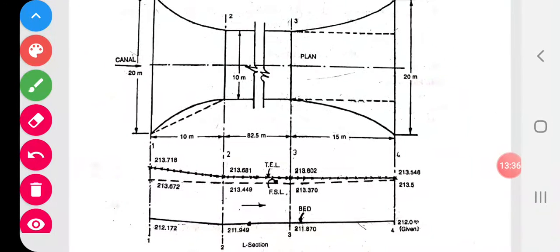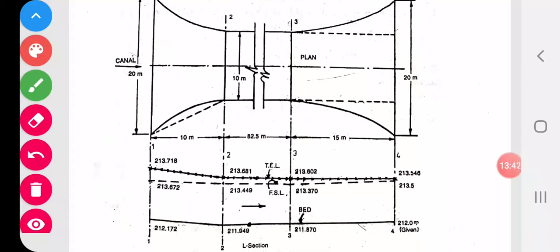Now I'll explain how it is done. So very first we are going to calculate 82.5 meter. What is that 82.5 meter? That is the design of the drainage waterway. This is the drainage waterway. And then we are going to determine the transition length.